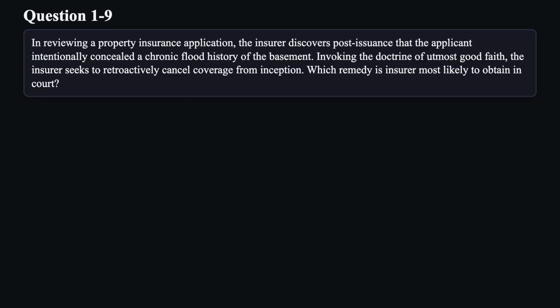Question 9. In reviewing a property insurance application, the insurer discovers post-issuance that the applicant intentionally concealed a chronic flood history of the basement. Invoking the doctrine of utmost good faith, the insurer seeks to retroactively cancel a coverage from inception. Which remedy is the insurer most likely to obtain in court?